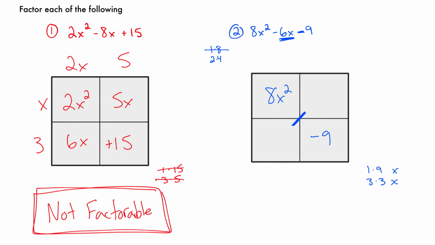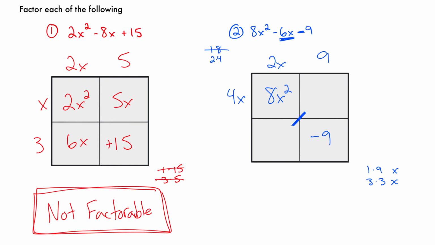Now I've got to try the 2x and the 4x. I've got to start over. Got to try the 1 and the 9. Put the 1 here, the 9 here. That's 18x and 4x. Those don't have a difference of 6. By the way, a lot of this can be done in your head. I just want to show you me doing it on paper. 18x and 4x, they have a difference of 14x. I need a 6x, so that orientation doesn't work.